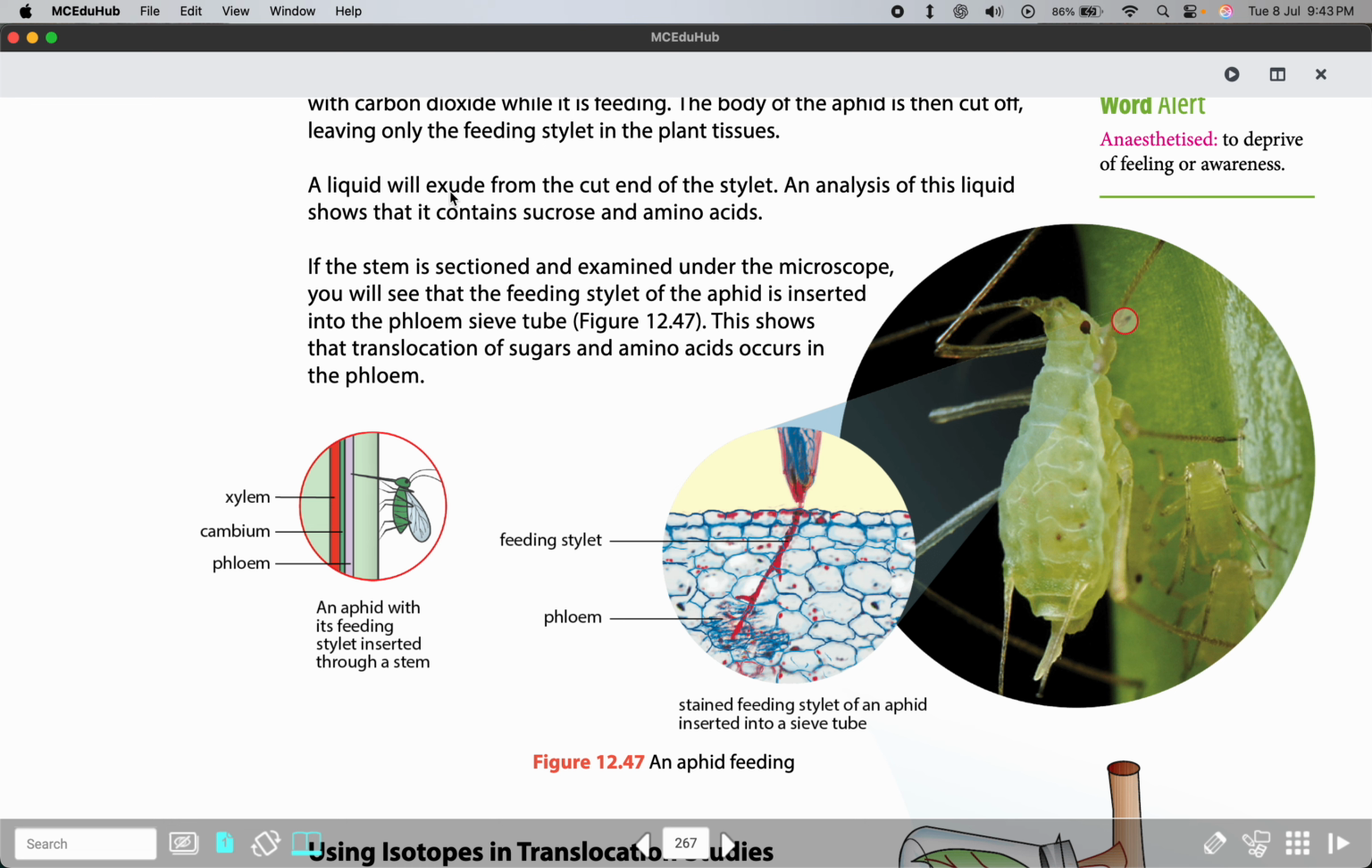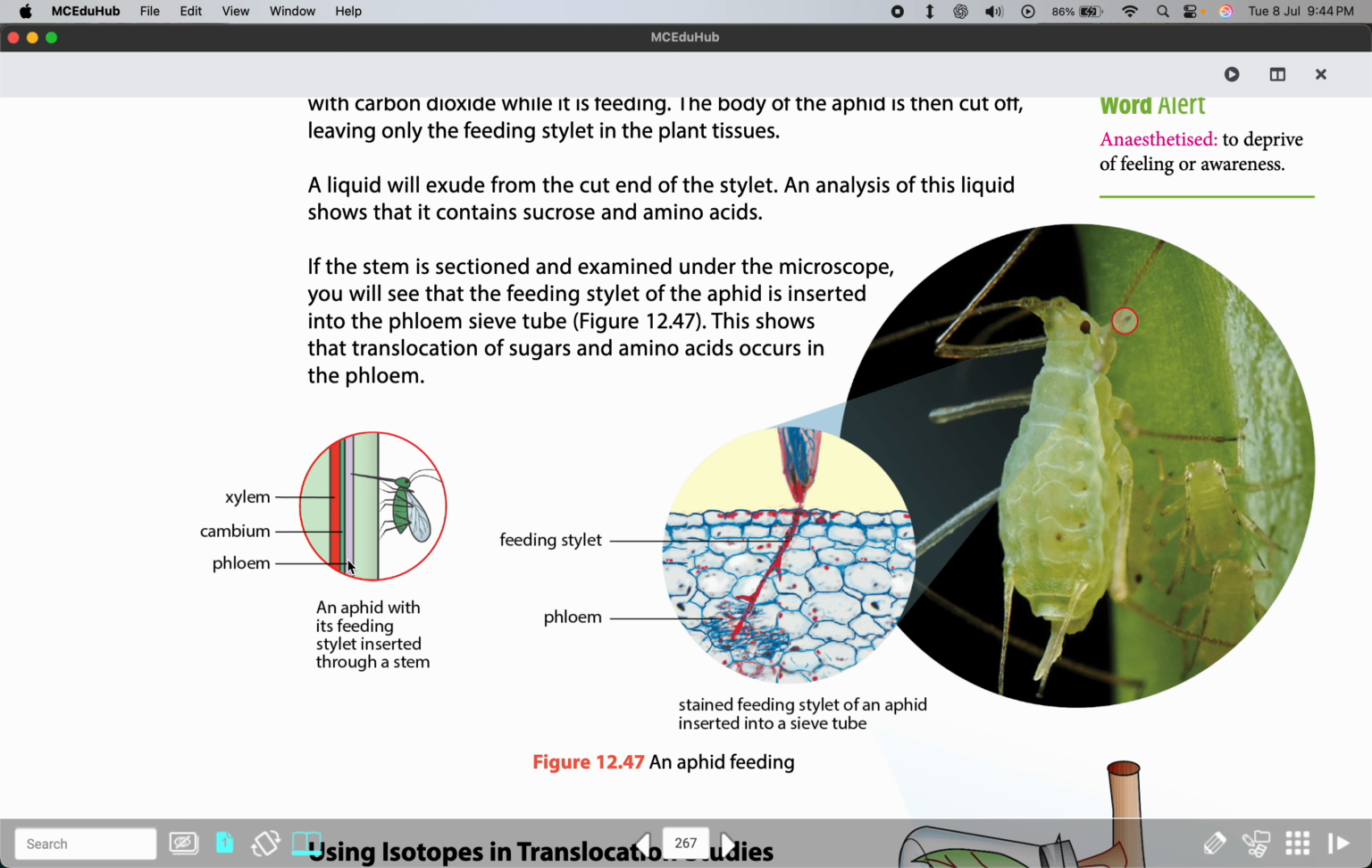Exude means comes out, from the cut of the stylet, and you can analyze this liquid using pretty advanced tools. Obviously, it's a very small amount of liquid, so most likely you can't use things like the Benedict's test. Anyway, Benedict's test wouldn't work for sucrose, so you have to use more advanced tools. So this will show that it contains sucrose and amino acids. If this stem is sectioned and examined under the microscope, you can see that the feeding stylet of the aphid is inserted right into the phloem sieve tubes. And this proves that translocation of sugars and amino acids occurs in the phloem.